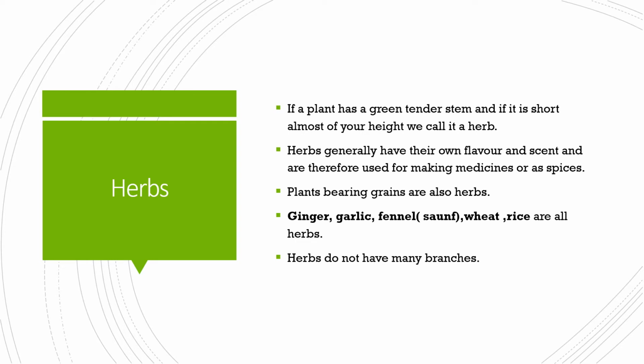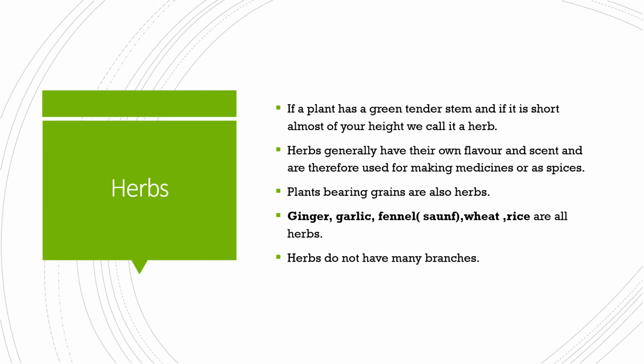Tender means soft stem, and it is of short height, almost the height of you children, and we call it herb. Herbs generally have their own flavor and scent or smell, and because of this reason only they are used for making medicines or as spices. The plants bearing grains are also herbs. Ginger, garlic, fennel, which is called sauf, wheat, rice. These all are the examples of herbs.